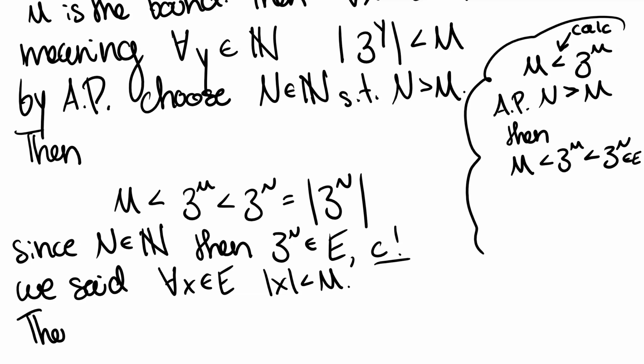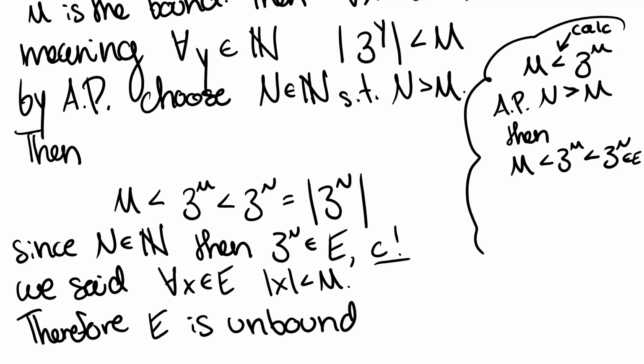Therefore, E is unbounded. So remember, I always want to talk about why this element is even in my set. I could say a whole lot of crazy things, right? I could say, well, 2m is bigger than m. But how is that helpful? It's not helpful because I don't know that 2m is in E.